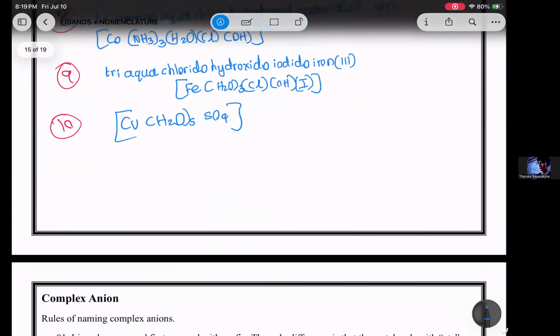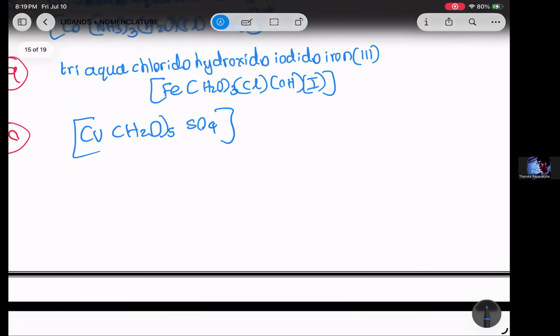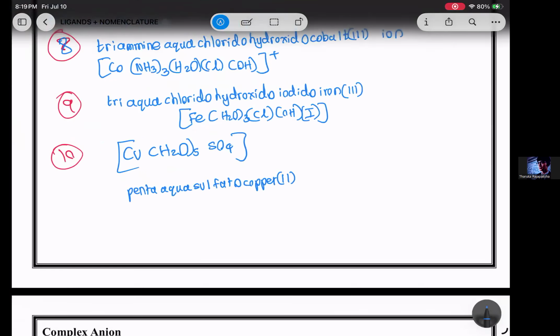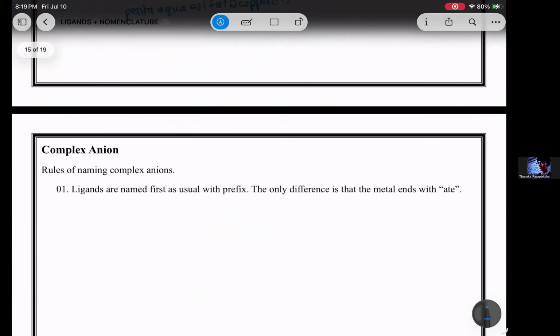In this example, sulfato. This is sulfato. So it's penta, aqua, sulfato, copper 2. There's no charge there. Right? That's it. Then you have complex anions.